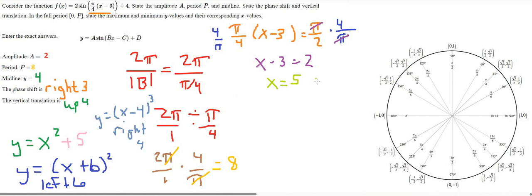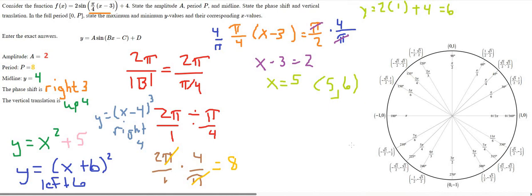The y value for it, using this equation, we know that the sine right here, what I just circled there in a light green, is going to equal 1. So it's really going to be 2 times 1 plus 4, and that's going to be 6. So that's going to be our maximum. So the maximum point then is 5, 6.